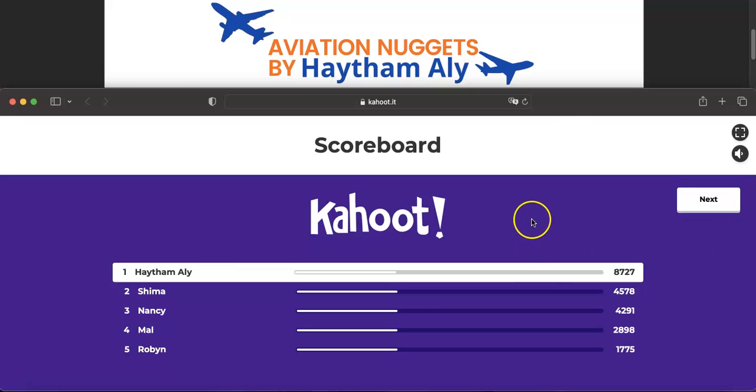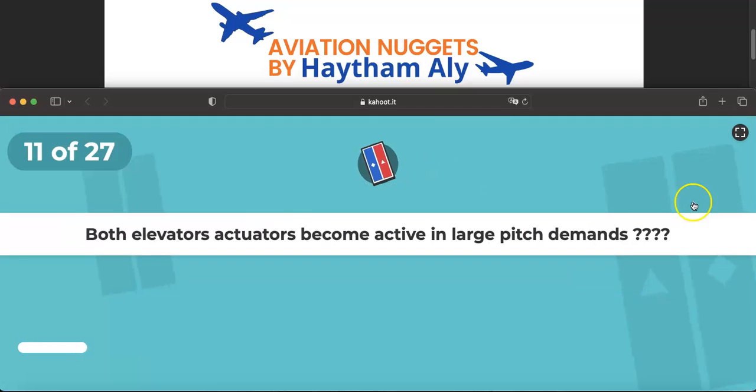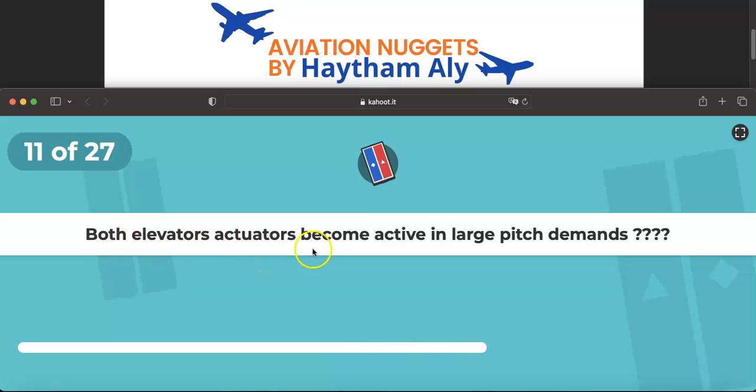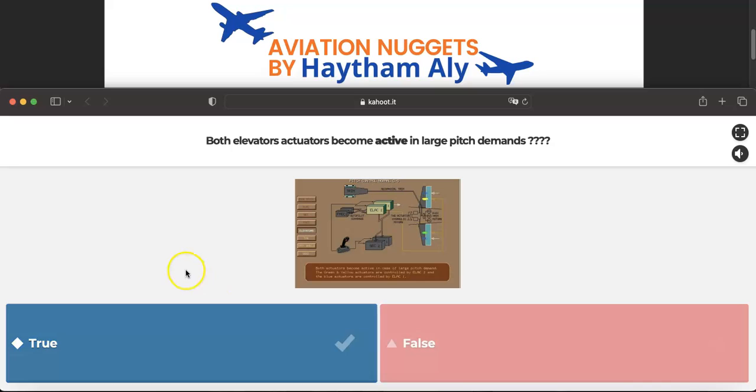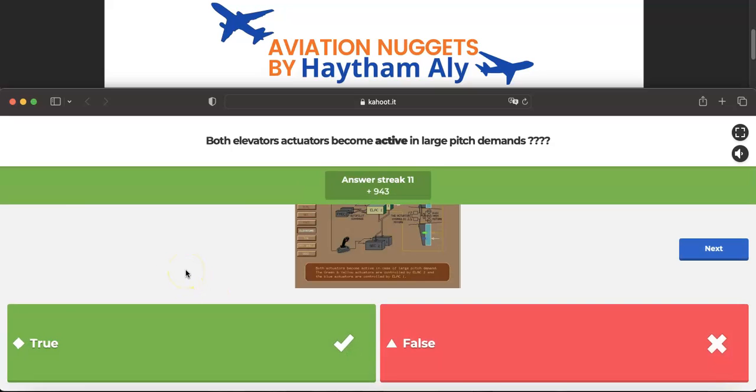Next question, everybody. Question 11 of 27. Both elevator actuators become active in large beta demand. Yes, this statement is very true.